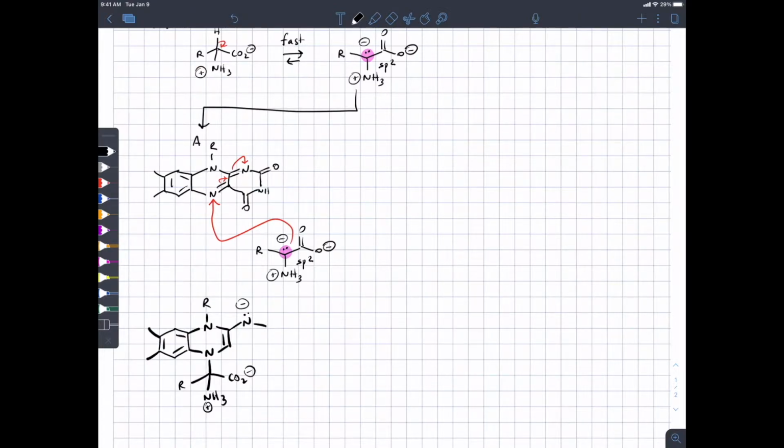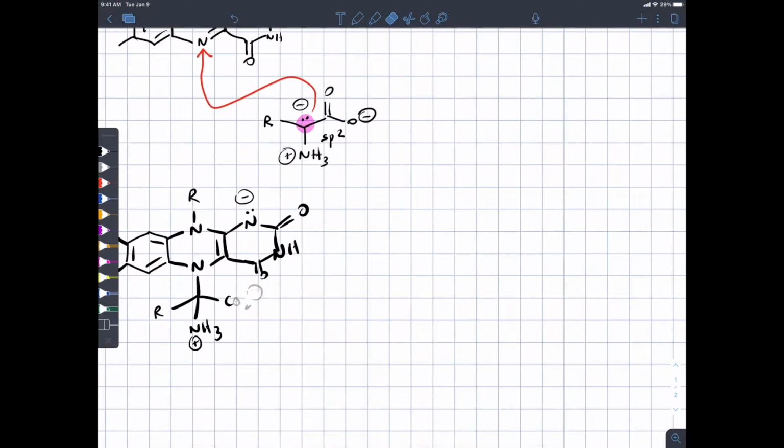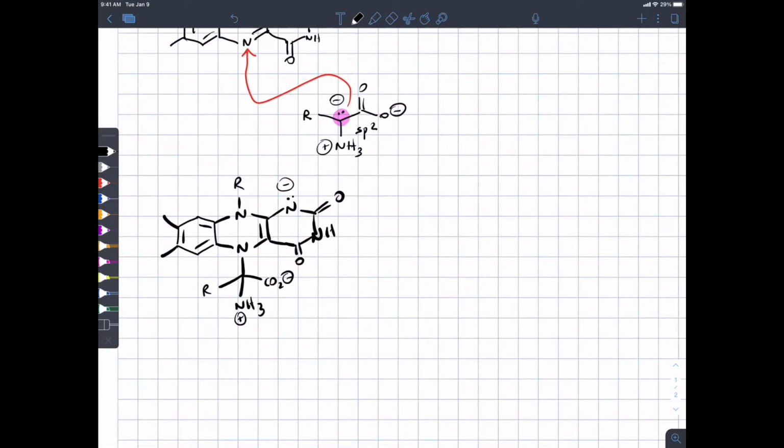And we'll just stop there for this particular. Oh man, I think my drawing skills have gone down a little bit. Okay, so this is an intermediate, and notice that at the carbon that used to be sp2 hybridized, we're now probably sp3 hybridized.